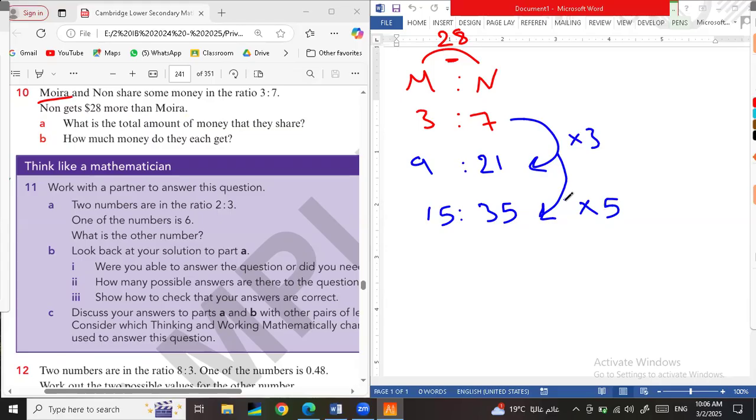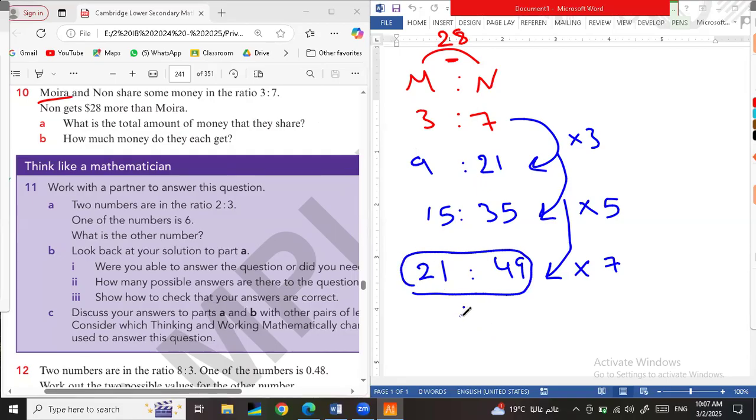Okay, then I need to multiply by something more or bigger. Then I'm going to multiply here by maybe I'm going to try 7. 7 times 7 is 49. 7 times 3 is 21. Okay, here we go. So it is actually 49 and 21 that has a difference of 28. Non gets $49, Moira gets $21. That is it. So what is the total amount of money that they share? The total is add them both up, which will give you 70 exactly.